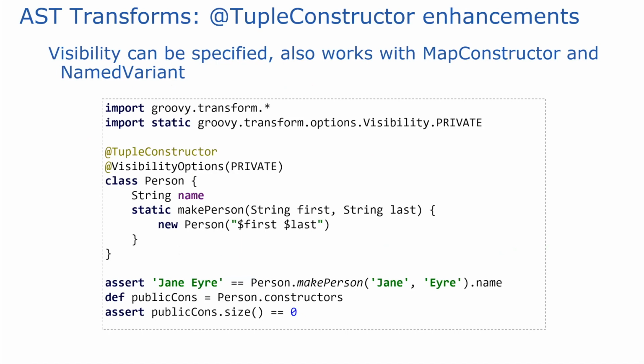Here's how we can create a constructor that's private. So we might have our own factory method, make person, and we'll put a private tuple constructor onto the person class, which we're making use of inside our make person factory method there. A lot of people were asking us, can you put a make private equals true annotation attribute on tuple constructor? Well, we didn't want to bloat out all of our annotations, so there are now some common ways to configure things, and visibility options is one of those, and it's quite flexible.